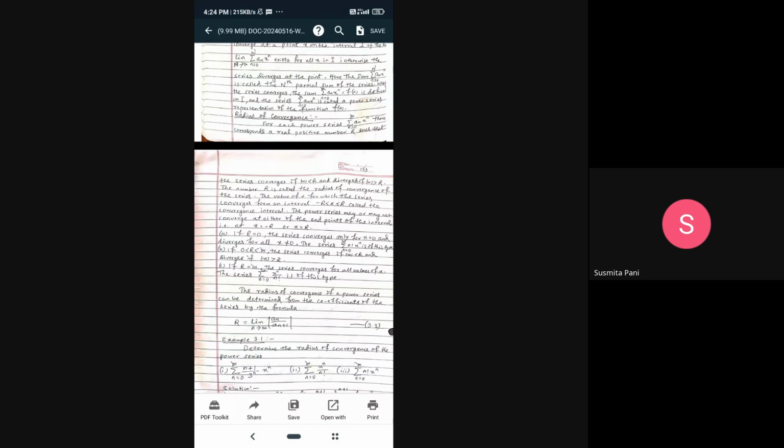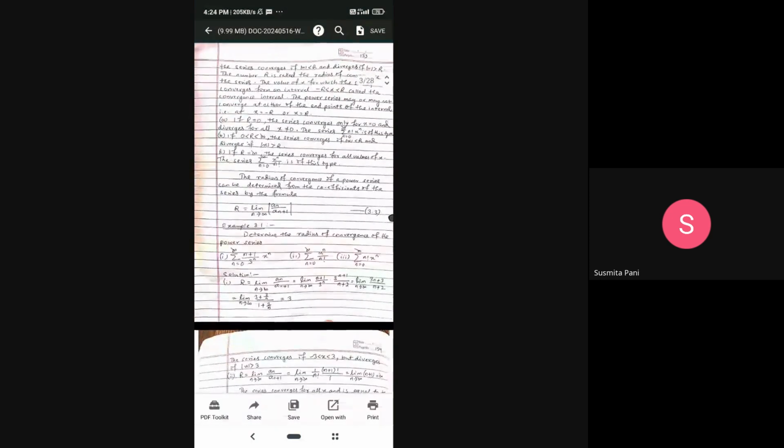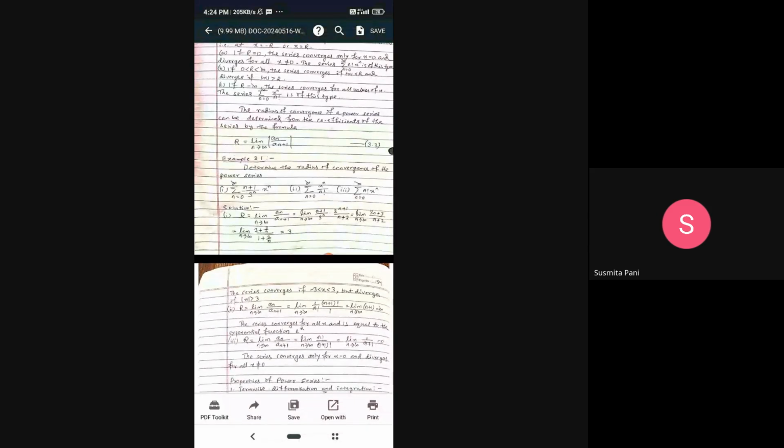Yes, the series summation n equals 0 to infinity x to the power n by n factorial is this type of series. Okay, so there are some examples. You may work them out. The radius of convergence for three series.